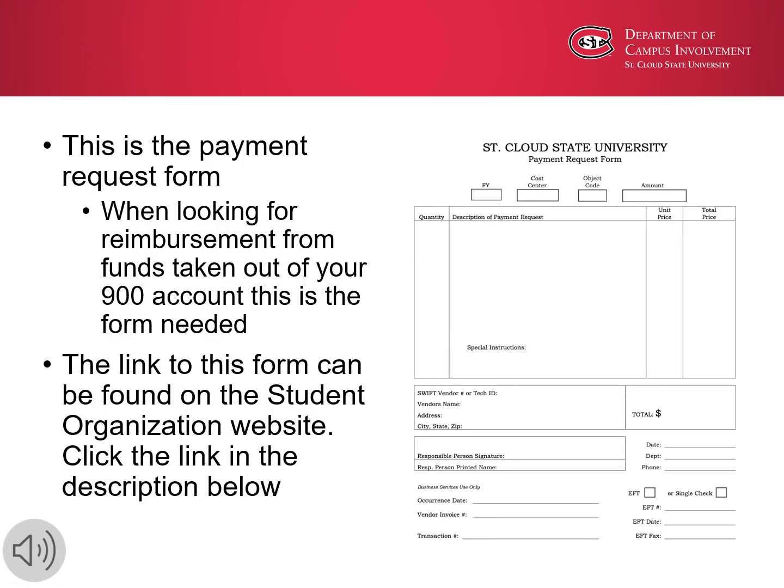This is the payment request form. When looking for reimbursement from funds taken out of your 900 account, this is the form needed. The link to this form can be found on the student organization website. Click the link in the description below.